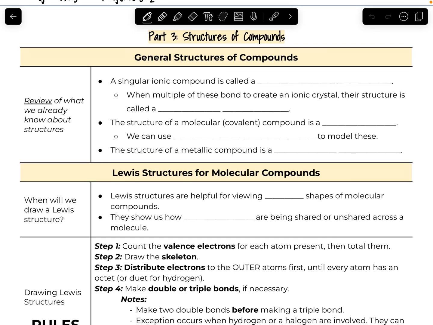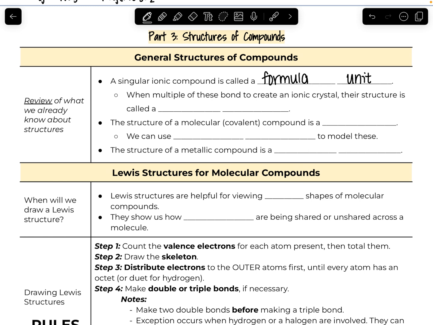Hi, everybody. Okay, so this is going to be your little introduction to how we can represent structures on paper. So we learned from our lab that there are general structures of compounds. If you have a singular ionic compound, the lowest whole number ratio of that ionic compound, we call it a formula unit. And then if you have multiple of those formula units that build on top of each other, what you create is an ionic crystal.